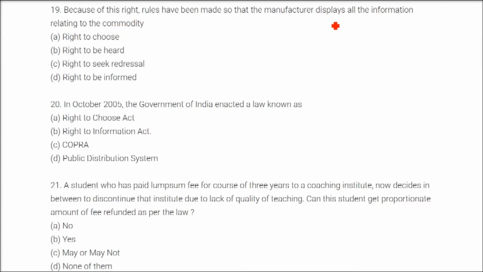Because of this right, rules have been made so that the manufacturer displays all the information relating to the commodity, and it is D, right to be informed. In October 2005, the Government of India enacted a law known as RTI, Right to Information Act. A student who has paid a lump sum fee for a course for 3 years to a coaching institute now decides in between to discontinue that institute due to lack of quality of teaching. Can this student get a proportionate amount of fee refunded as per the law? The answer is yes. He must and he should get it. So the answer is B, yes.